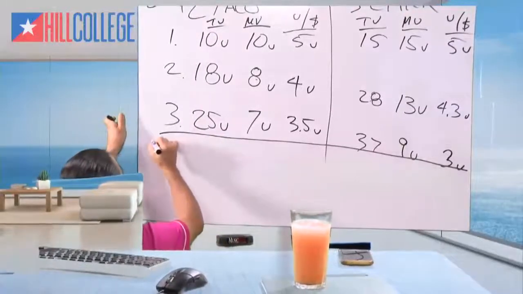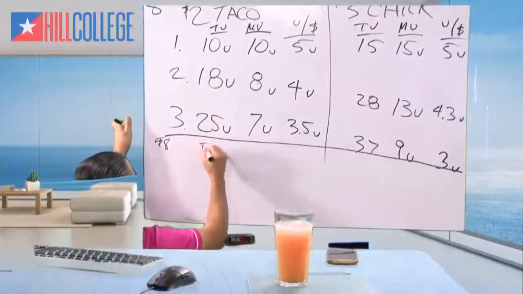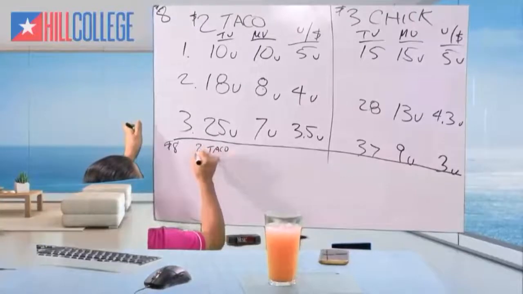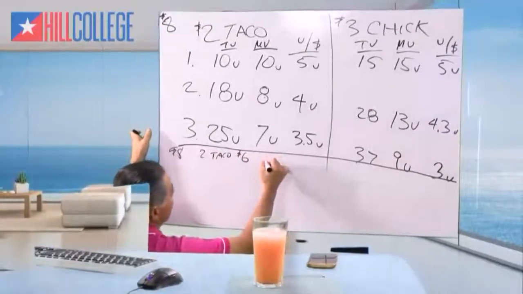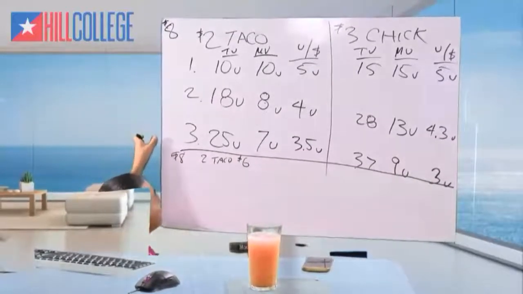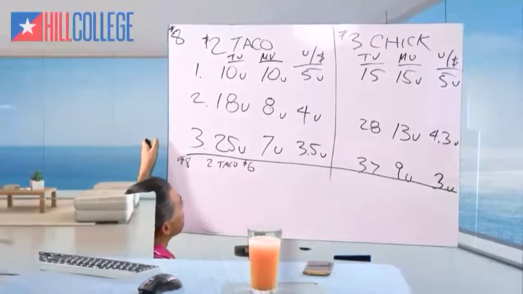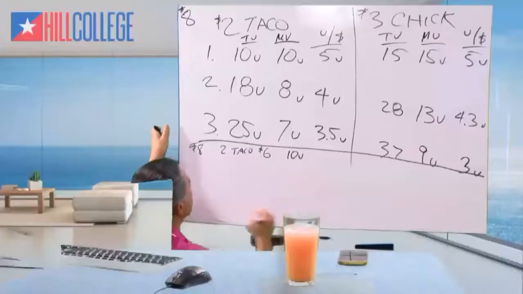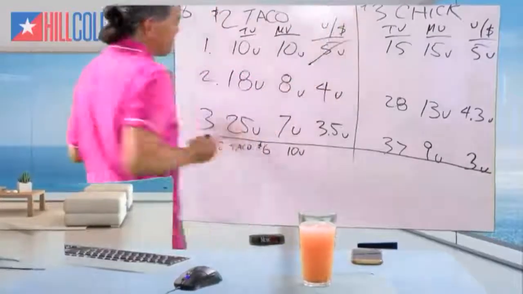So $8. We buy one taco for 2, so we have $6 left, and we've accumulated 5. How many utils have we accumulated with that first taco? Should be 10. Yeah, 10. Okay, so this is used up.